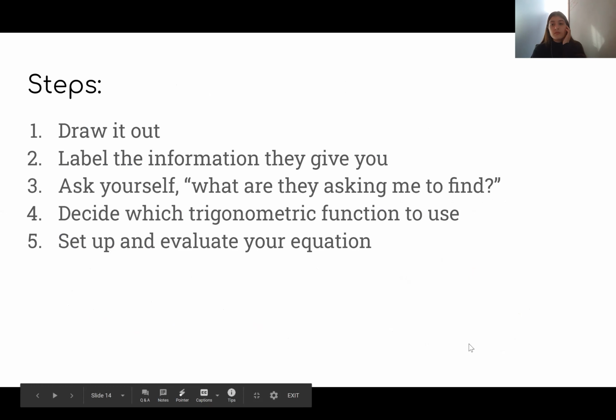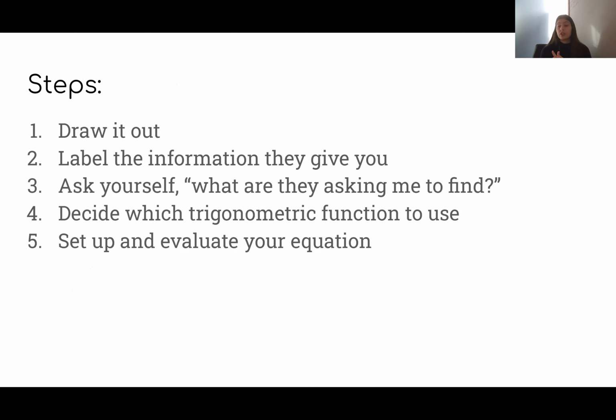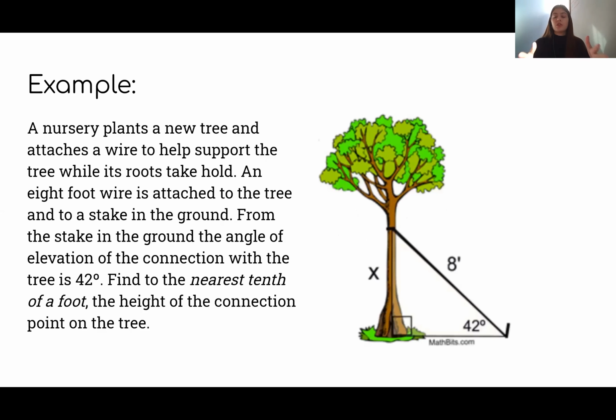So really quickly, these are the steps you're going to do when you're given a word problem. Draw it out, first and foremost. Draw it out, label as much information as they give you. Then just ask yourself, what do they want me to find? Based off of what you have and what they want you to find, pick a trig function, and then just set up and evaluate your equation. All right? So if you feel like you don't know where to start, this is how you start. Draw it out, label, what do I find, which trig function do I use, and then set up the equation, okay?